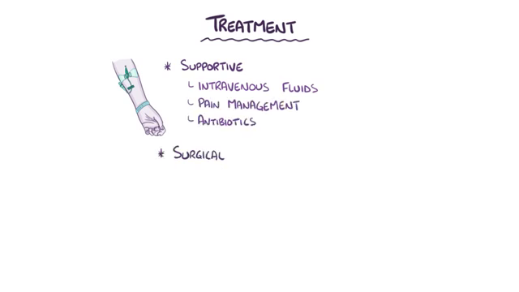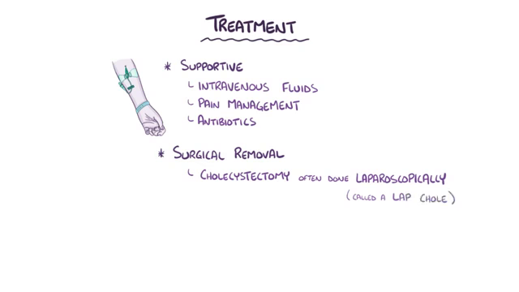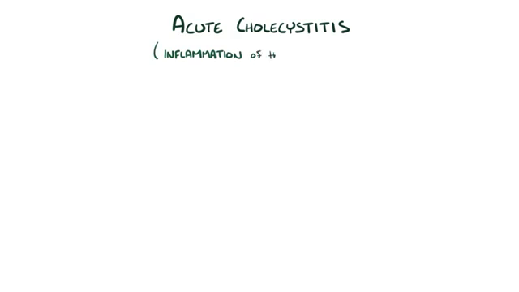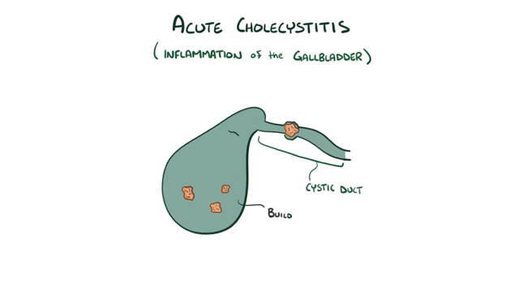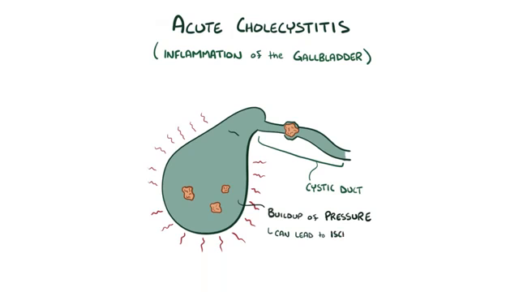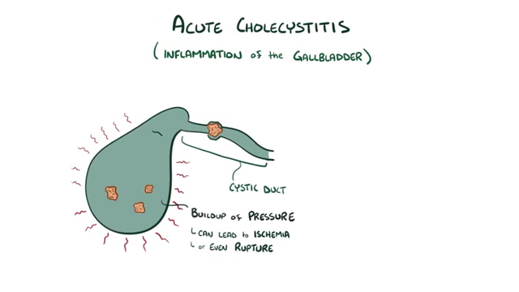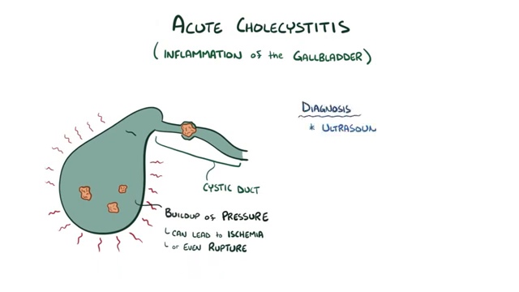Typically, the gallbladder is surgically removed in a procedure called a cholecystectomy, and if it's done laparoscopically, it's often called a lap-chol for short. Alright, as a quick recap, acute cholecystitis is inflammation of the gallbladder that's caused by gallstones getting lodged in the cystic duct. Often the disease improves on its own once the stones fall out of the duct. If the stones stay in place, there can be buildup of pressure that can lead to gallbladder ischemia and even rupture. The disease is often diagnosed by ultrasound and treated with a cholecystectomy.